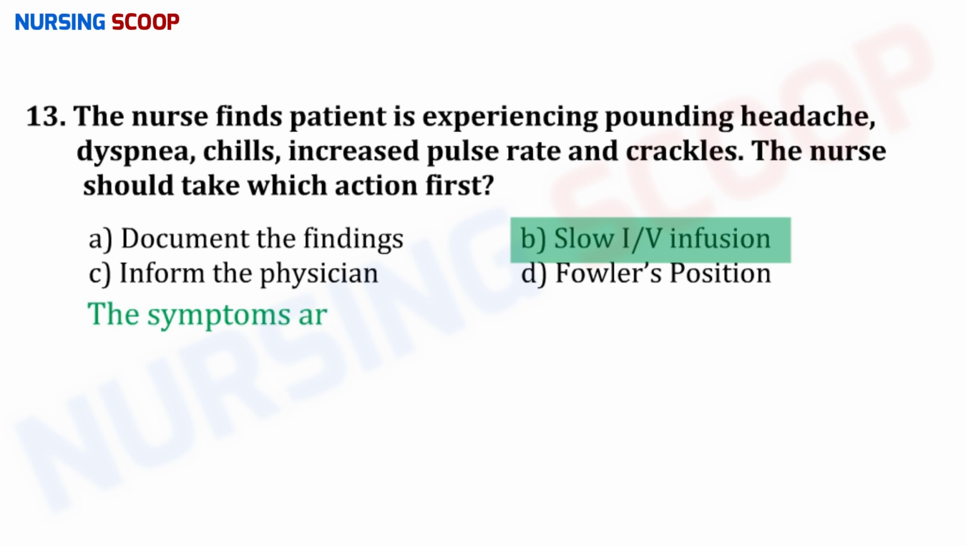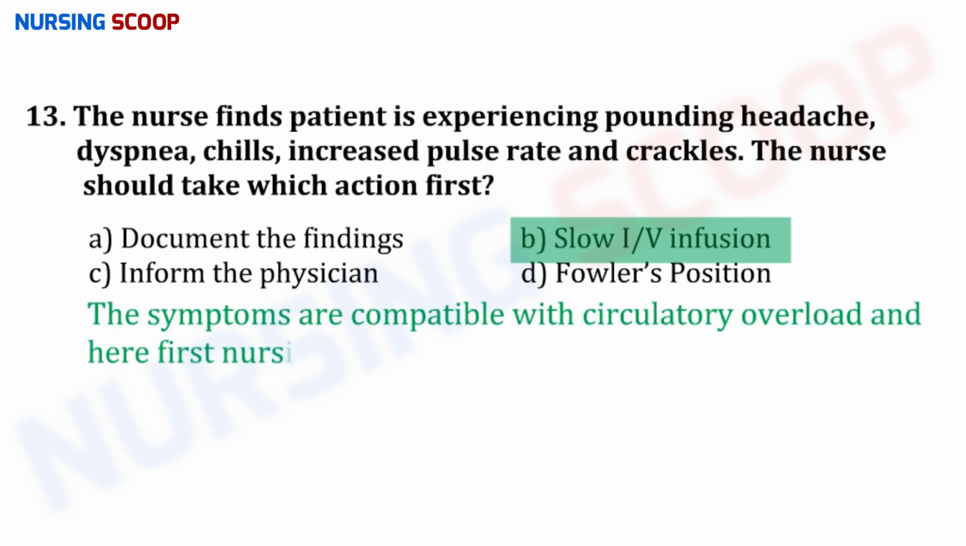As these signs seem to be correlated with circulatory overload, the first action should be slowing the IV infusion. After that, providing the Fowler's position so as to ease the breathing, and then informing the physician, and after that documenting the findings.